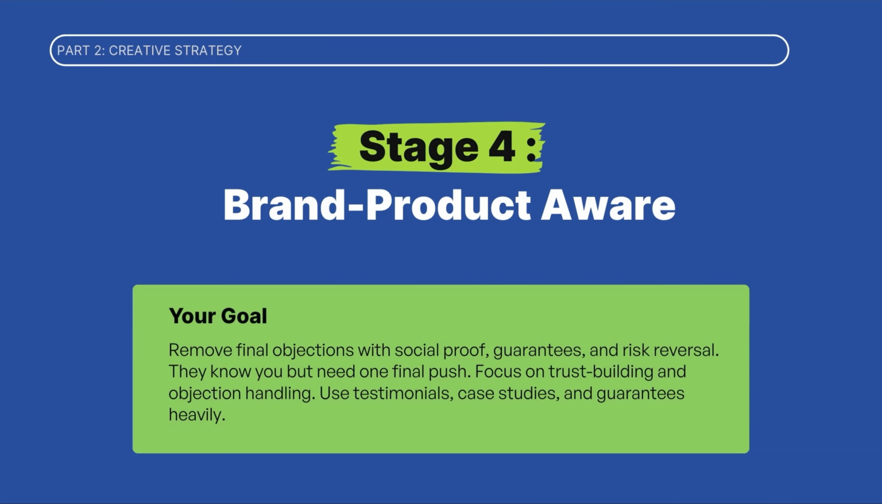The next stage is stage 4, brand and product aware. In this stage, people know your product and maybe your brand. Maybe they've browsed your site and maybe even added something to cart. But something is stopping them from buying. Your goal is to remove final objections with social proofs, guarantees, and risk reversal mechanism. They know you, but they need one final push.